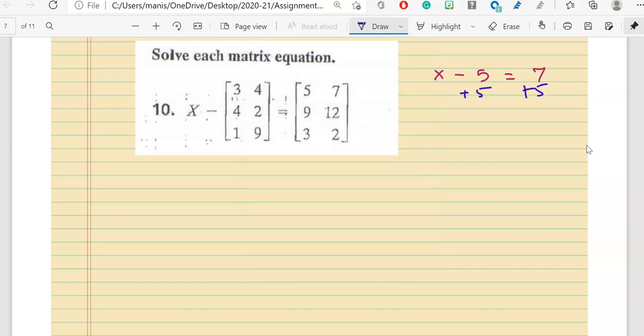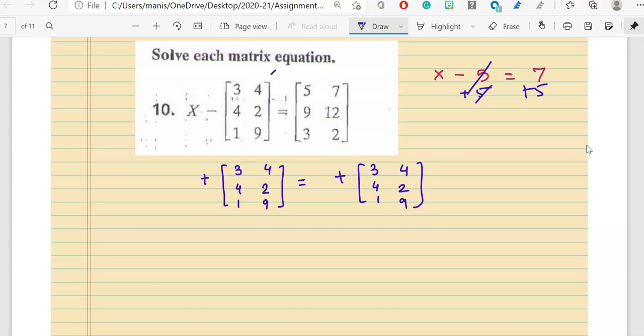So in this case, what will happen is you will add this whole matrix 3, 4, 4, 2, 1, 9, is equal sign, plus over here, plus 3, 4, 4, 2, 1, 9. Okay, now what was happening over here? Negative 5, positive 5 cancelled out. So the negative of this whole matrix and the positive of this whole matrix will be cancelled out, and you will only have this x over here. But on the right side you are adding this matrix to this matrix.